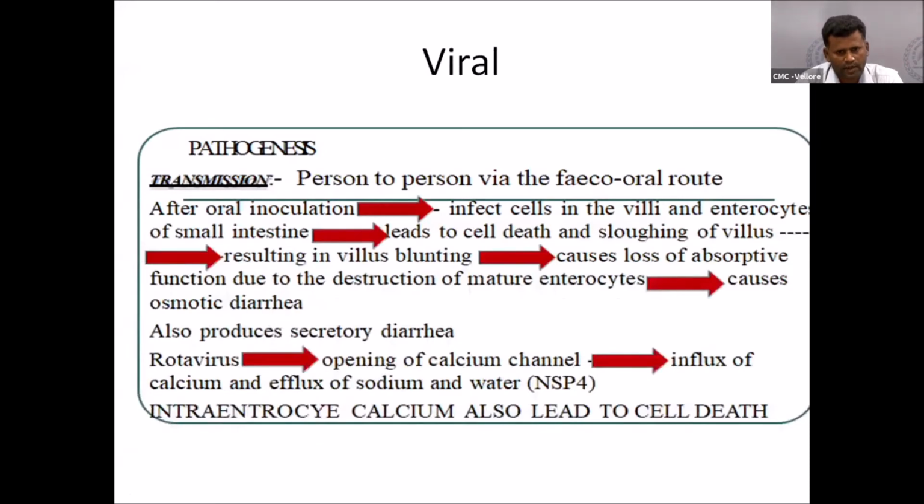Coming to viral pathogenesis, the most common is rotavirus. After the fecal-oral route, once the organism is inoculated in the human body, it infects the villi and the enterocytes, causing sloughing of the villus and resulting in villus blunting. Once villus blunting has happened, there is loss of absorptive function, so there is not much absorption and it causes osmotic diarrhea. Also, rotavirus can produce secretory diarrhea because of the opening of the calcium channels, thereby calcium enters the enterocytes and sodium and water get excreted.